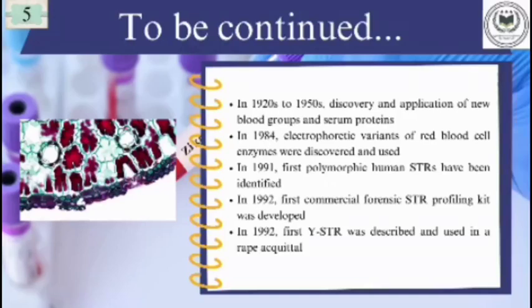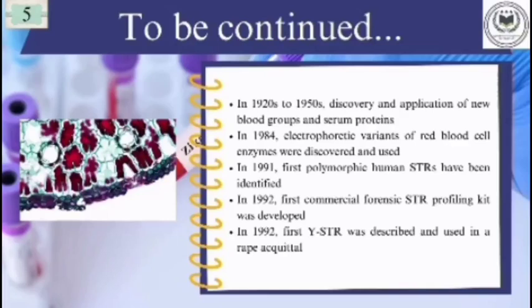From 1920 to the 1950s, the discovery and application of new blood groups and serum proteins took place. One new blood group was small, and another one is ER, a rare blood group, which was discovered by the NHS Blood and Transplant institution in Bristol. Then in 1984, electrophoretic variants of red blood cell enzymes were discovered and their use started. In 1991, the first polymorphic human short tandem repeat was identified. The short tandem repeat was discovered by Kohlenberg.